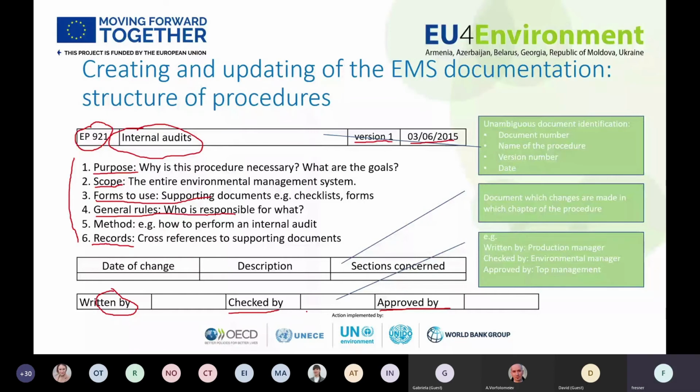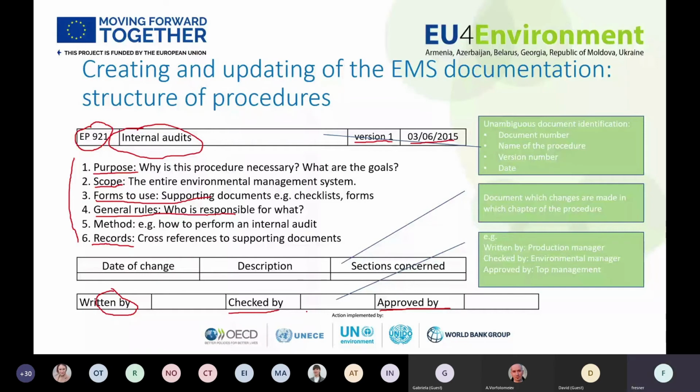But the reference is the central document on the server to avoid any problems with different versions of documents. Now, control of documented information.